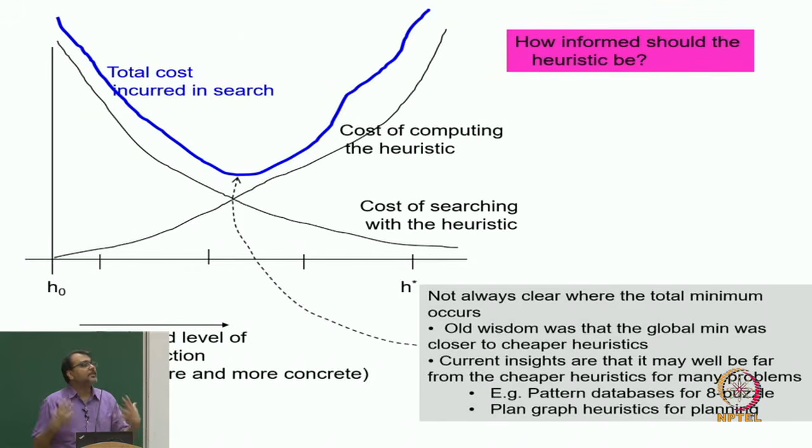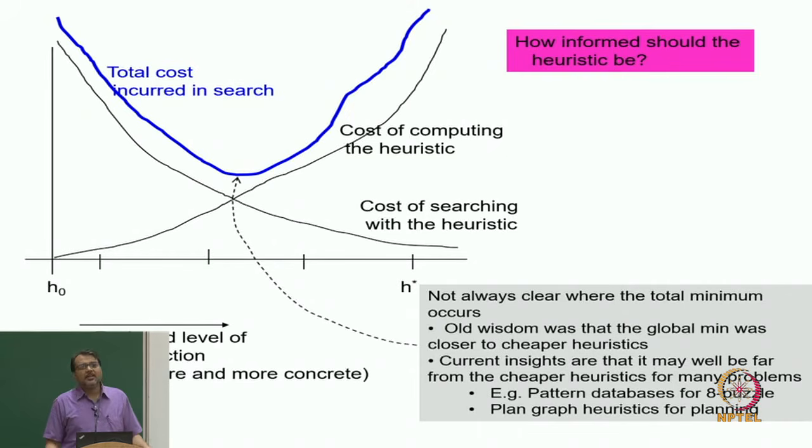You have to use some intuition, but this is an important intuition: a terrible heuristic is terrible, but a really good heuristic is also terrible. The really good heuristic is terrible because you will spend a lot of time computing it, even if you end up spending no time searching with it, and vice versa. But the question is, where does this minimum occur?